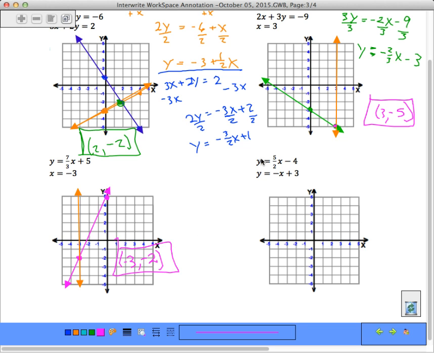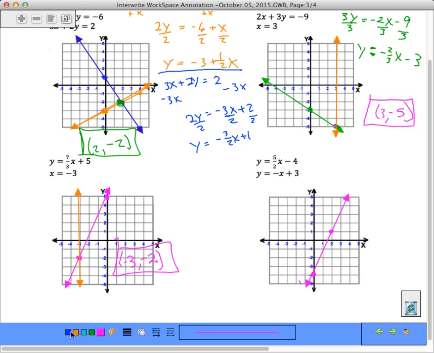All right, looking at this one, neither one of these are horizontal or vertical lines. These are both just y equals mx plus b. I'm going to graph them both separately. So the first one, start at the y-intercept at -4. And then my slope is 5/2. So I'm going to go up 5, 1, 2, 3, 4, 5 over 2. And put a point. And then I'm going to draw my line through my points.